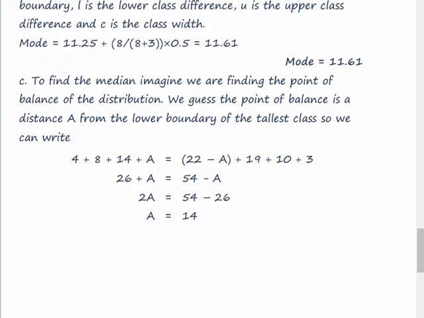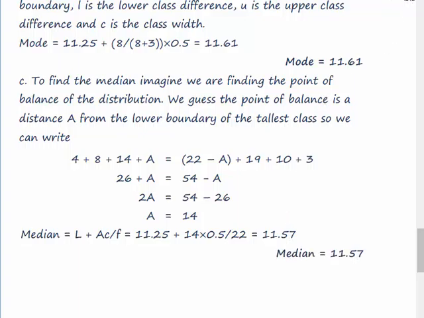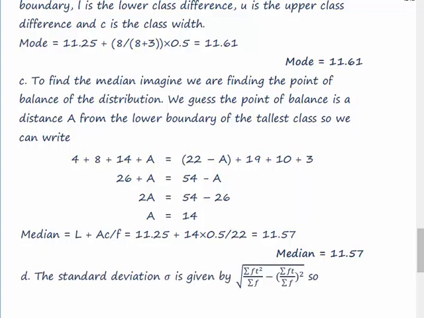Put those values into the equation. We've got 11.25 plus 14 times 0.5 divided by 22 gives us a value of 11.57. Let's just check that. We've got 14 times a half is 7. 7 over 22 is about a third. Adding a third, call it 0.3 to 11.25 is going to give us about 11.5, so that's okay. The median is 11.57.